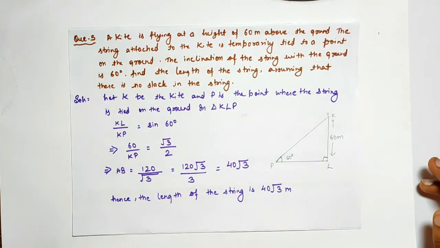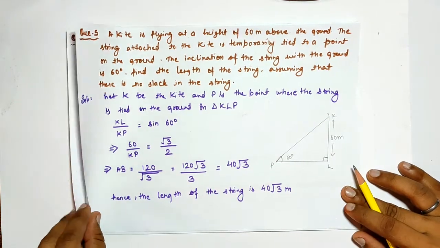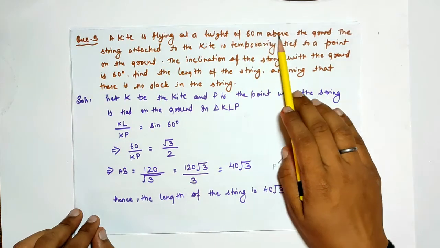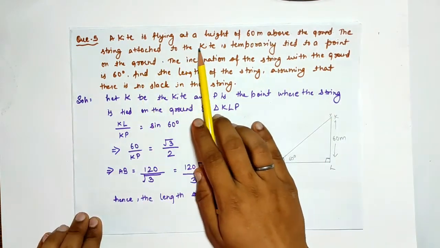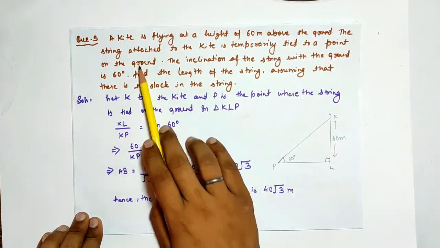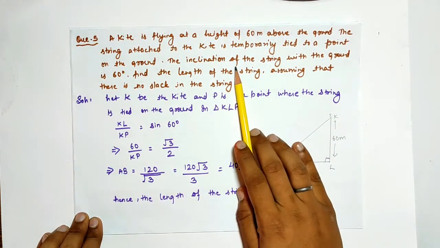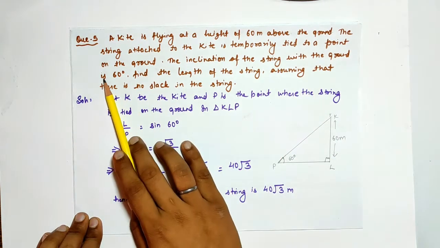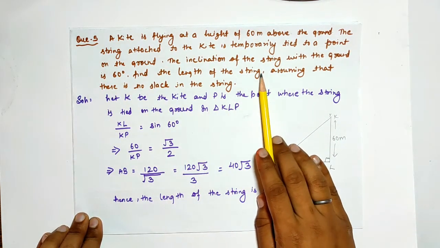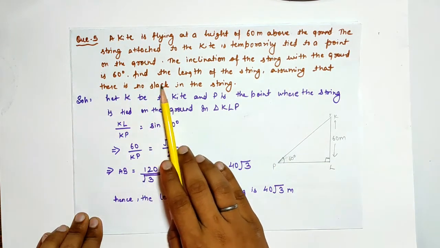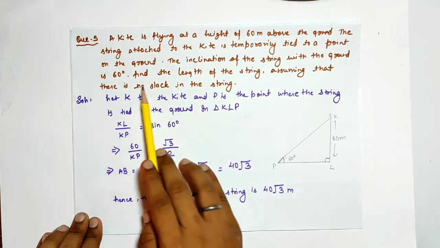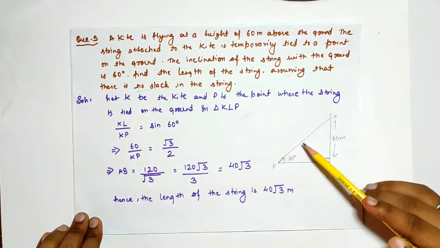Now let's come to the next question, that is question number 5, which says a kite is flying at a height of 60 meter above the ground. The string attached to the kite is temporarily tied to a point on the ground. The inclination of the string with the ground is 60 degree. Find the length of the string, assuming that there is no slack in the string.